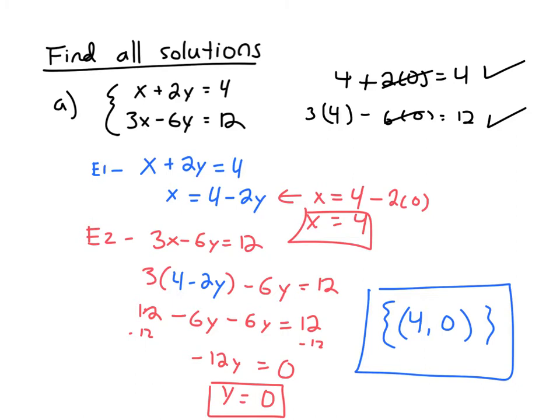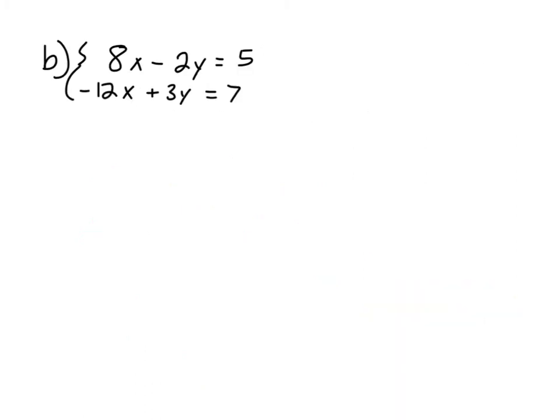Let's go ahead and do another example. In this example, we're still going to be using substitution. What's the first variable that I'm going to solve for? Maybe it doesn't matter as much here. It's not like the previous one where I had an easy thing to solve for right from the get-go. I can choose, and since I solved for x last time, I'll start by solving for y in the first equation.